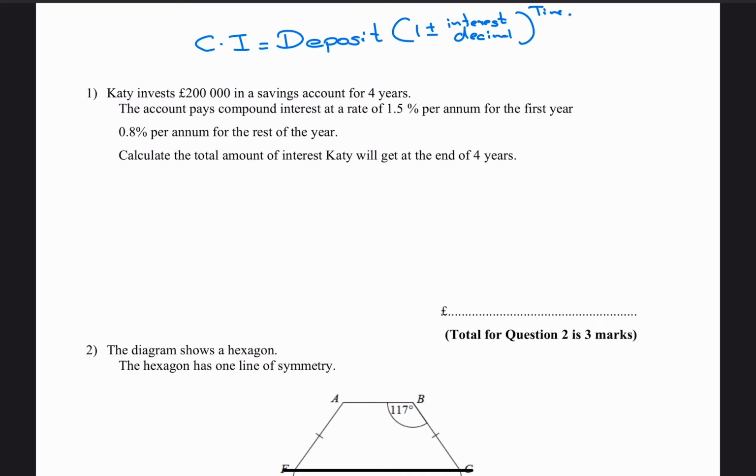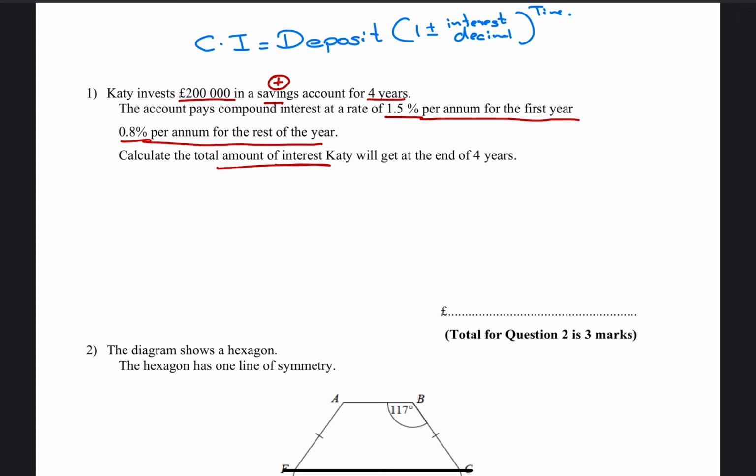Now, if I look at it, the £200,000 in savings. If it's a saving, it's a plus. If it was depreciation, it's a minus. If increasing is plus, then anything decreasing is a minus. And it's for 4 years. But can you see they gave you two different interest percentages. The 1.5% is for the first year, and 0.8% for the rest of the years. They want the total amount of interest, so we've got to subtract. You should always remember that.